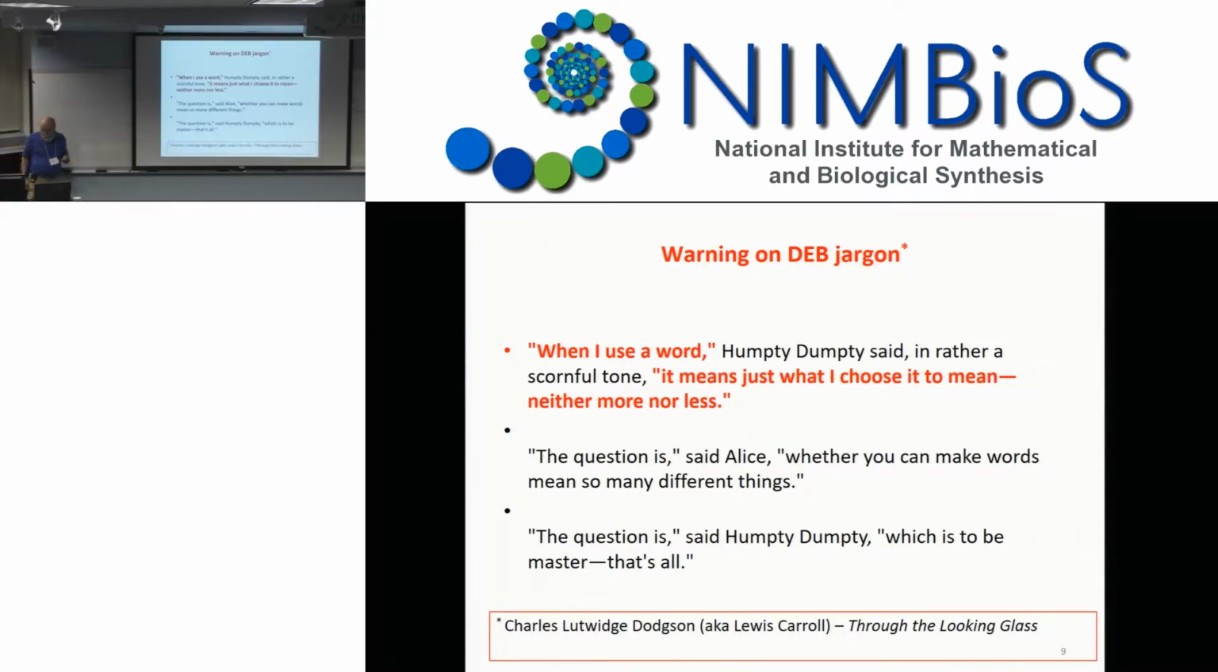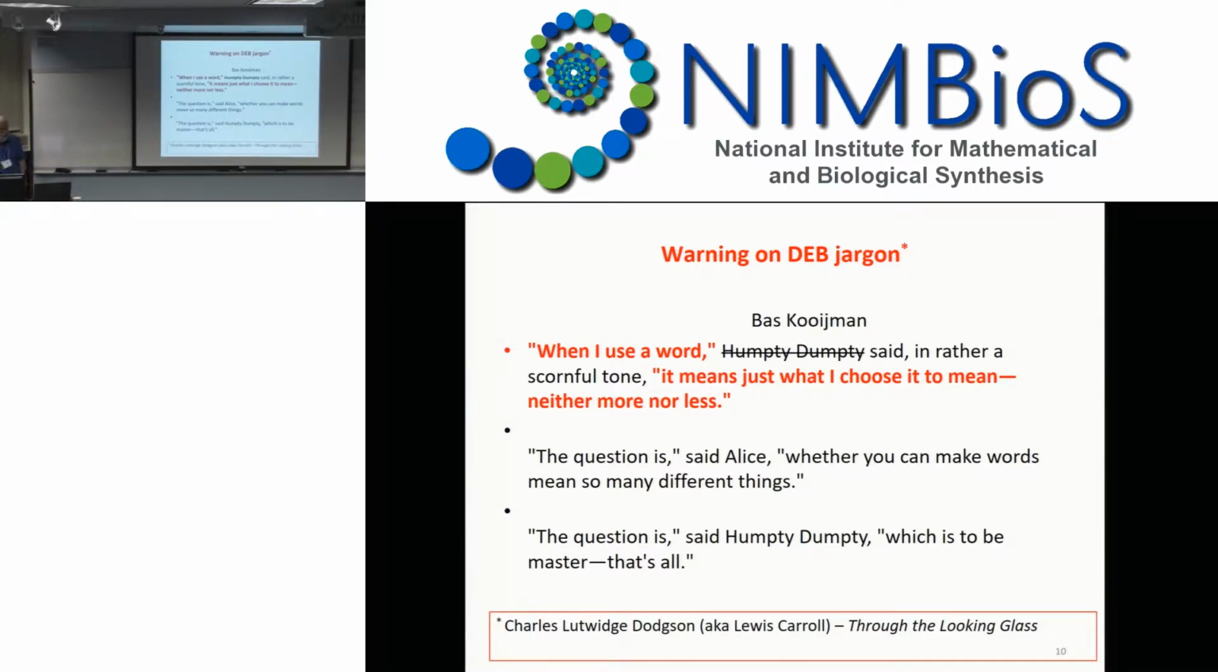And I like to illustrate this with a quotation from Through the Looking Glass. It's appropriate to do it at Nimbus because the author, known to us as Lewis Carroll, was actually a very impressive Victorian-era mathematician. In it, Humpty Dumpty says, when I use a word, it means just what I choose it to mean, neither more nor less.